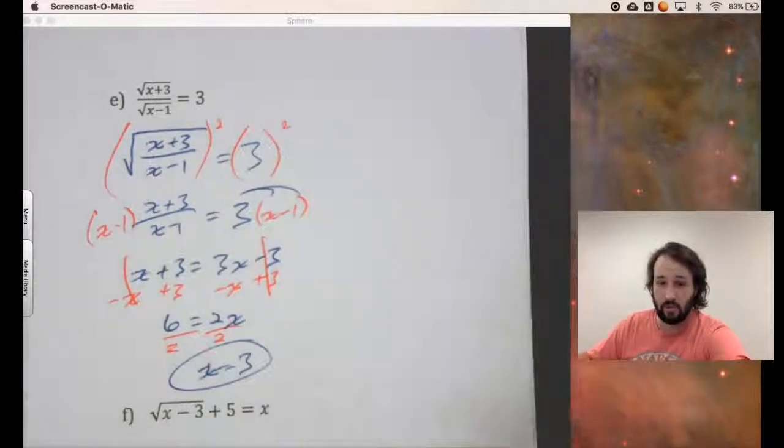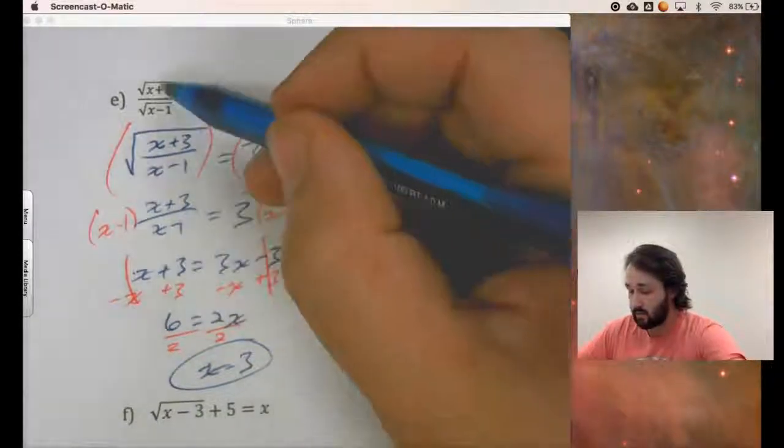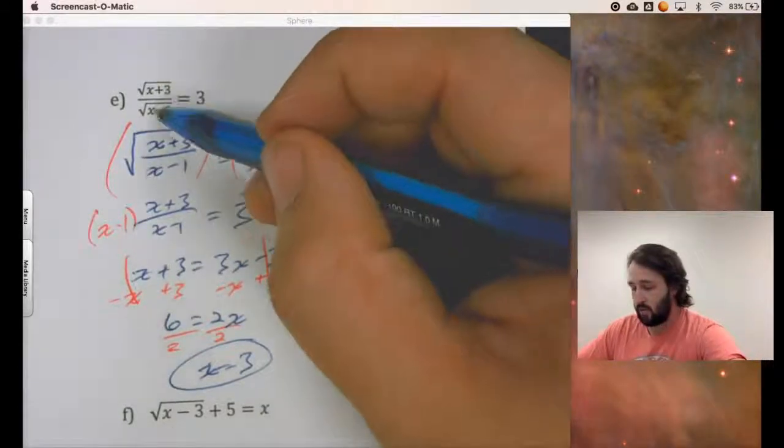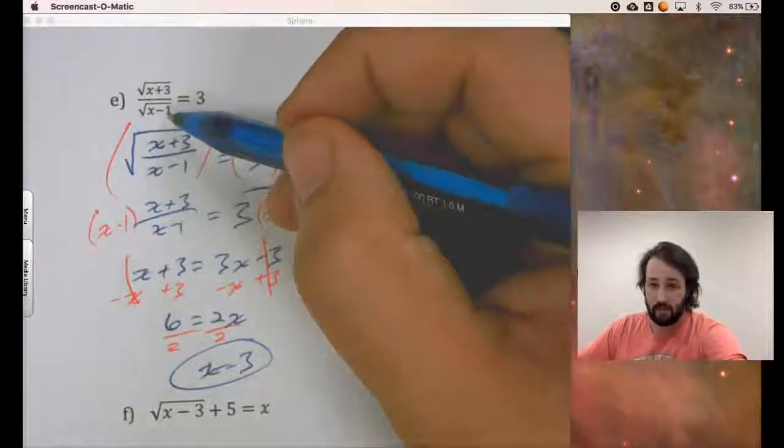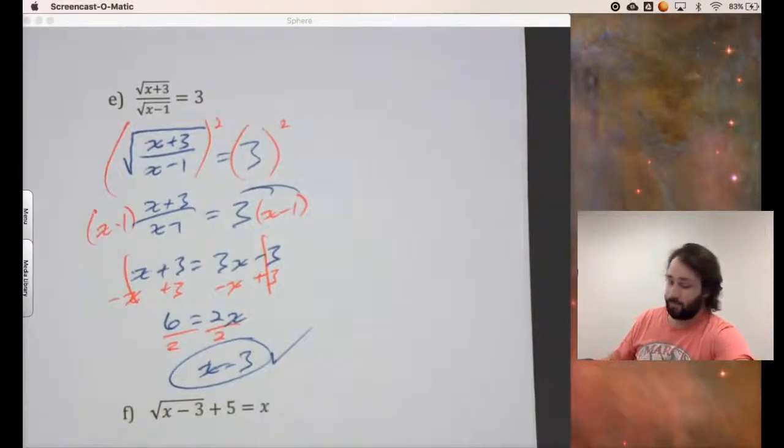Again, check your solution. Make sure it works in both of your square roots. 3 plus 3 is a positive number. Good. 3 minus 1 is a positive number. Good. So that's my solution. That one is good to go.